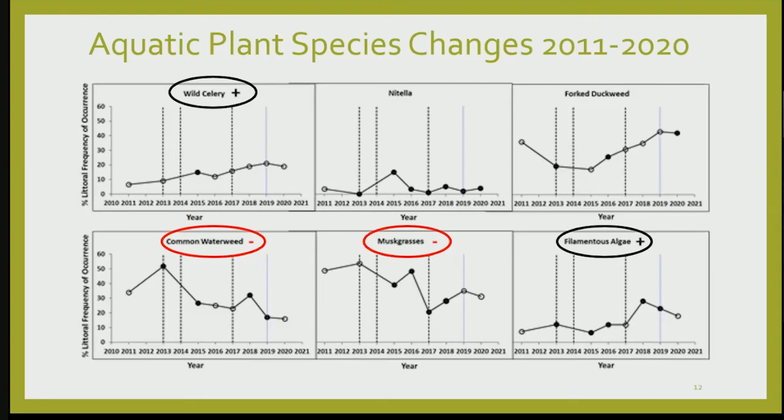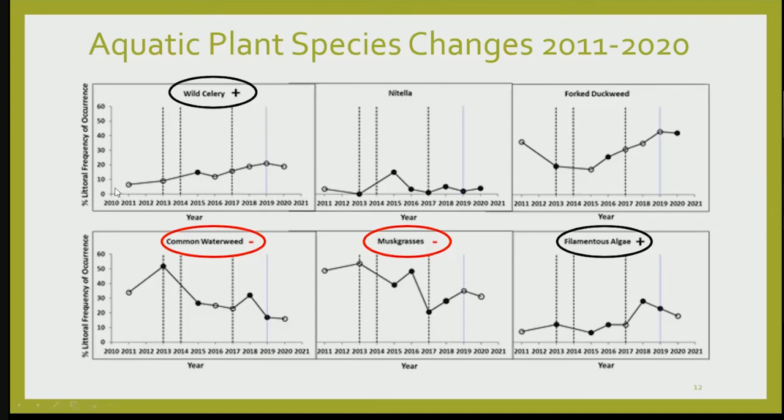So let's just go through wild celery real quick. If you look at the top left graph, in 2011 it's an open circle, that's the first year. Then the next survey in 2013, another open circle. So wild celery increased in occurrence, but it was not significant. Then you go to 2015, the next survey, and that increase was considered significant from a statistical standpoint. As you go along the graph, none of the additional changes were significant. However, if you compare 2020 to 2011, then the increase was considered significant. So that's how you digest these graphs.